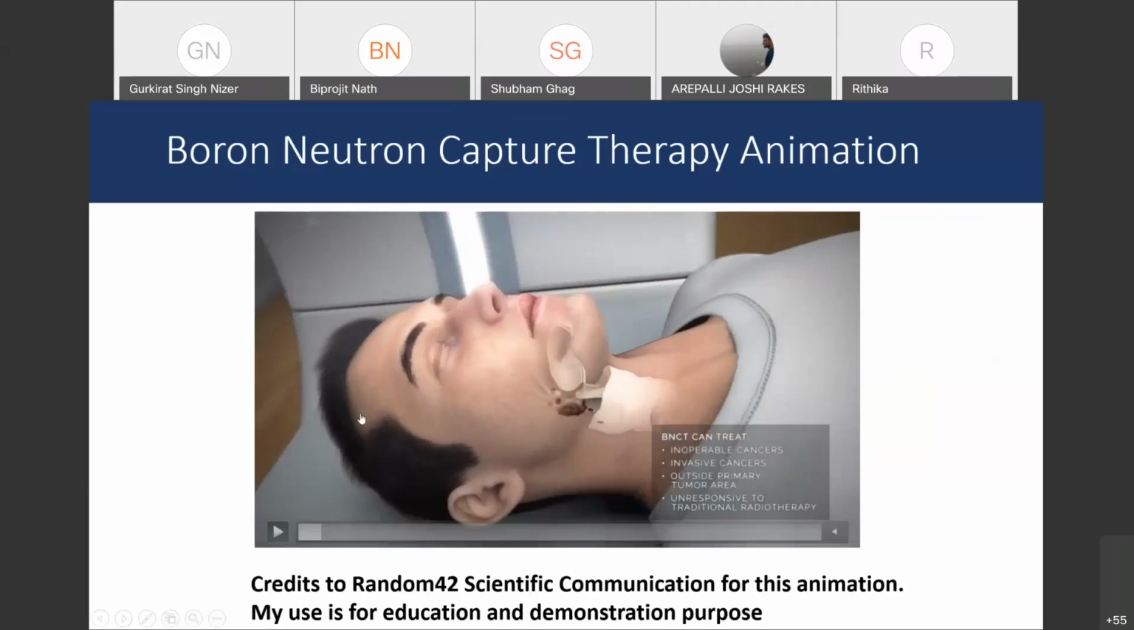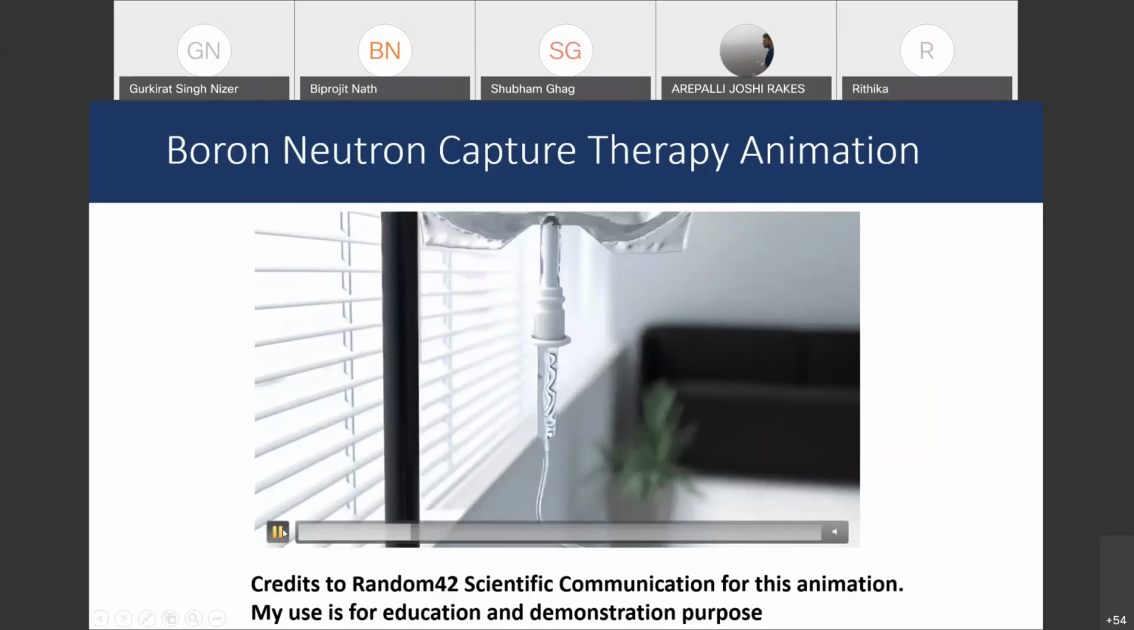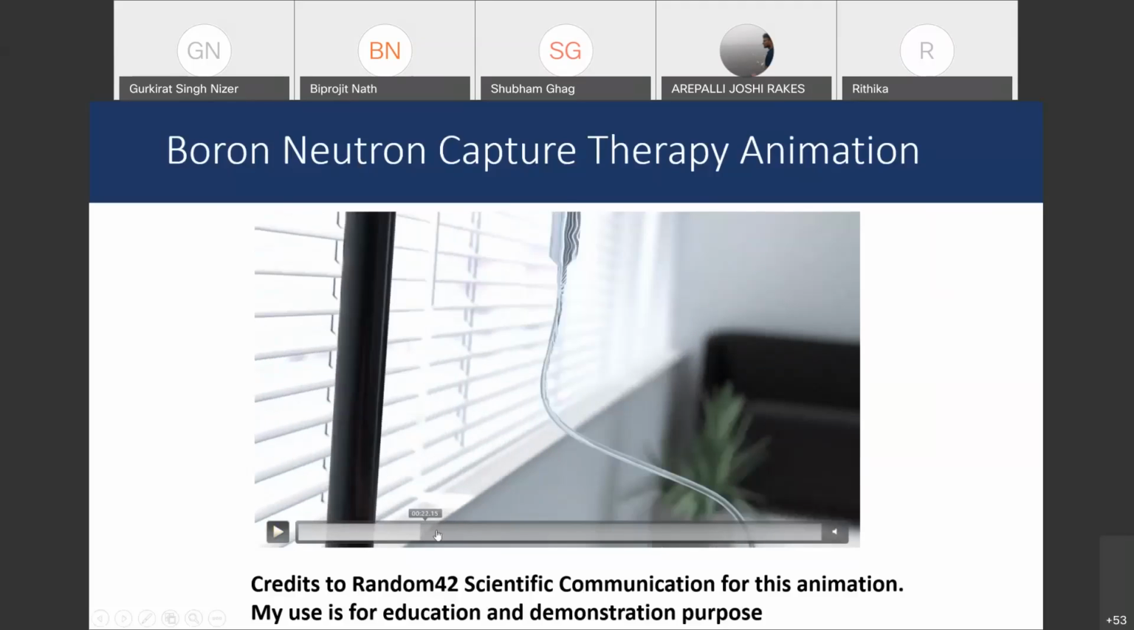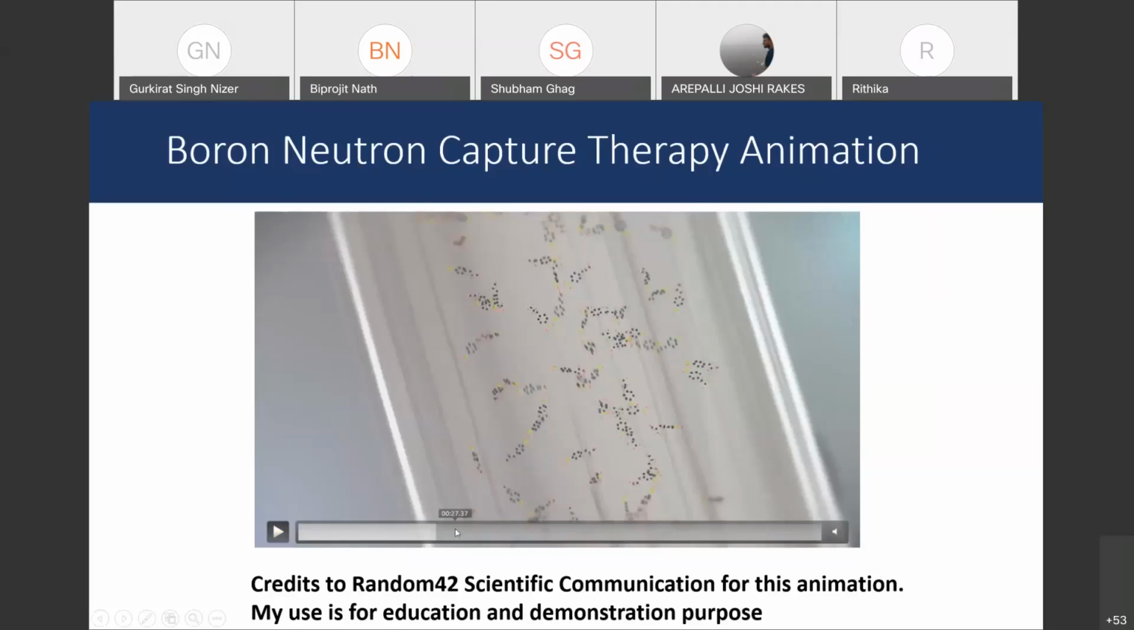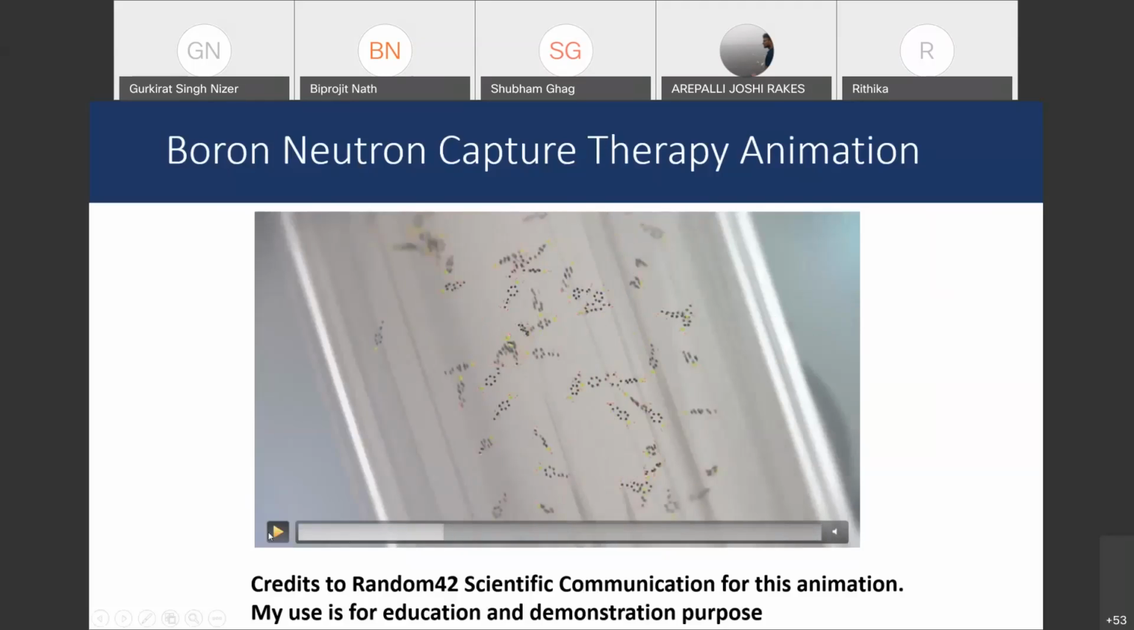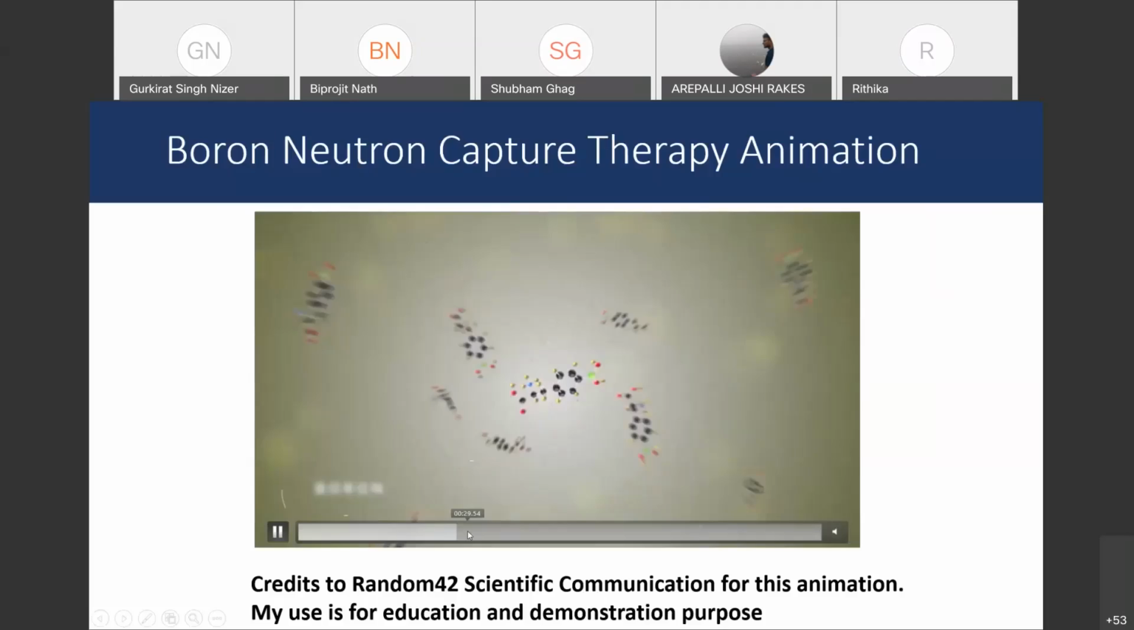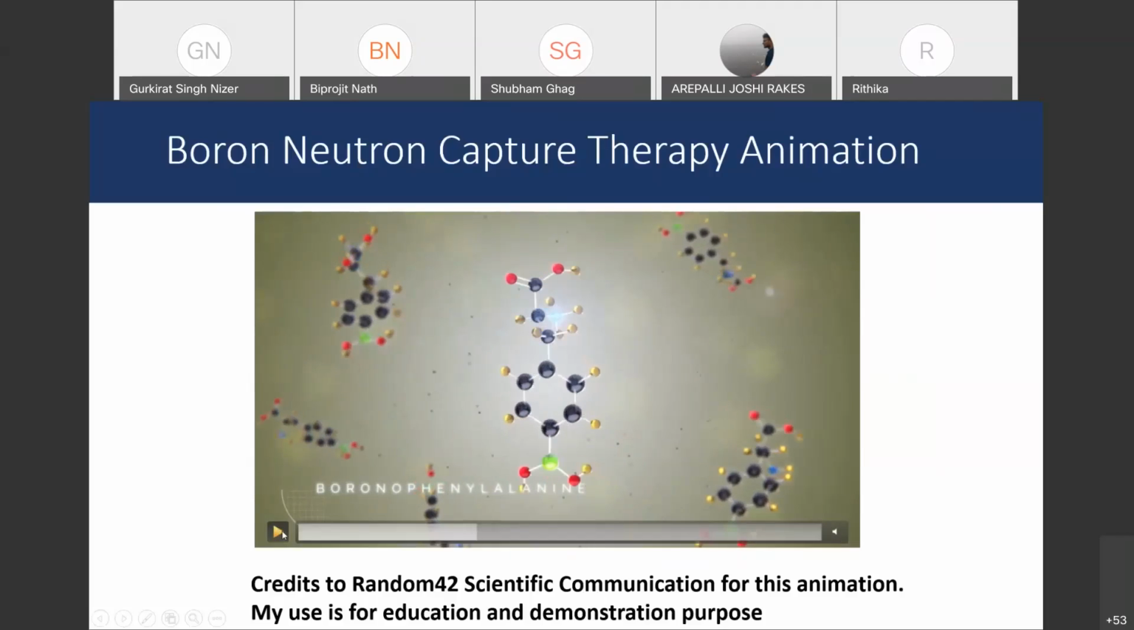This BNCT is very important for treating inoperable cancer, also for invasive cancer, or for those cancers which do not respond to traditional radiation therapy. So what we do next is infuse a special solution, because it contains boron 10 along with an amino acid. That's what we call boronophenylalanine. We know phenylalanine is a very important, essential amino acid. So boronophenylalanine is a combination of boron 10 and the amino acid phenylalanine.